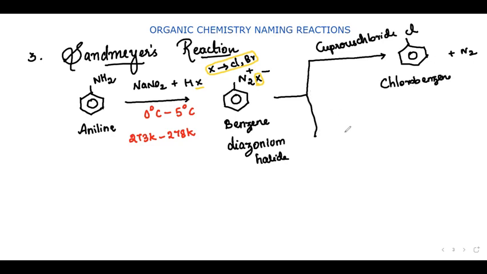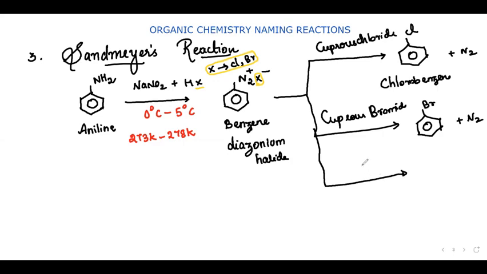If I use cuprous bromide, I'll get bromobenzene plus N2. If I want to convert it into iodo, I should take KI. I'll get iodobenzene. So using this one single method, I could prepare all aryl halides, aromatic halide compounds, haloarenes. N2 gas will be evolved during the reaction.